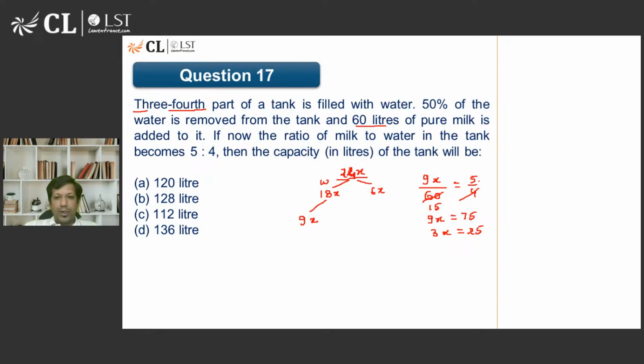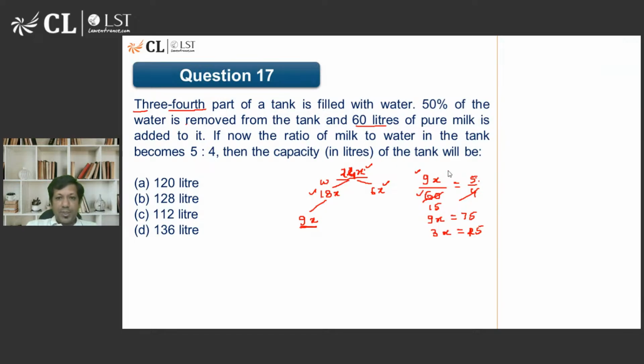Oh, sorry. Did I make a mistake somewhere? If I am assuming total capacity is 24x, then out of 24x, water is 3/4. So 3/4 is 18x of water, 6x is empty. 50% of the water is removed, so out of 18x, how much water is left? That is 9x. And 60 liters of milk is added. Now the ratio of milk to water is 5 is to, oh, I made a mistake.